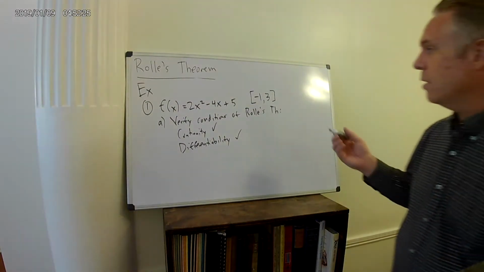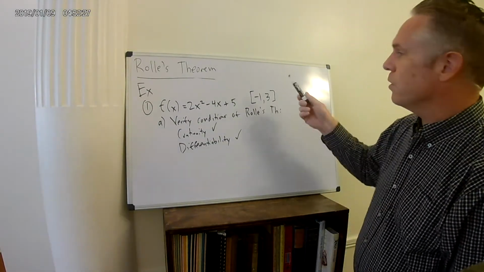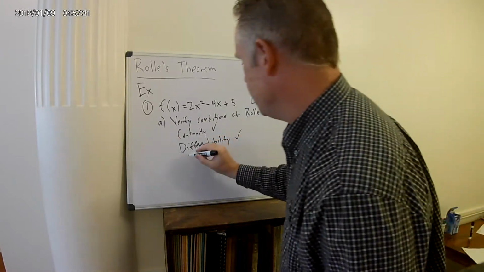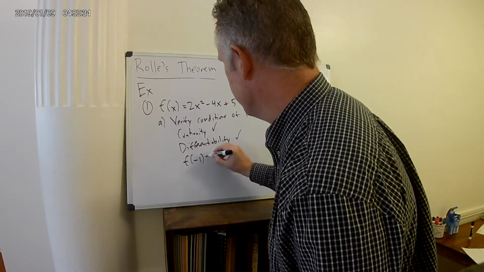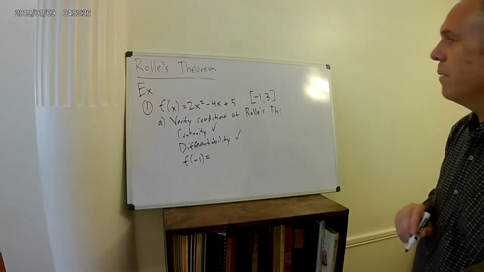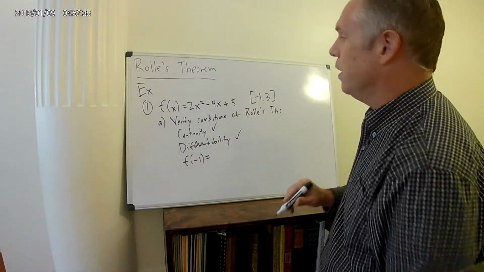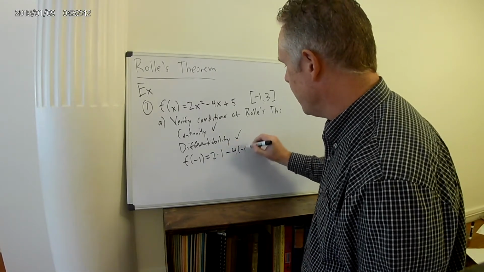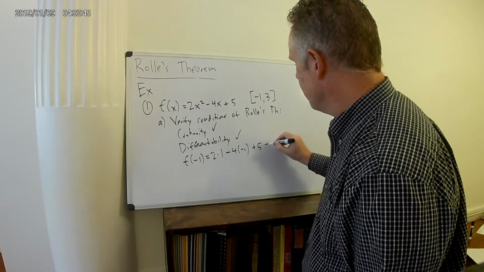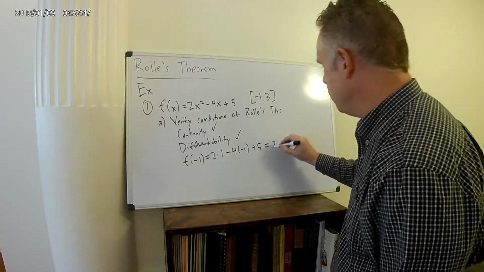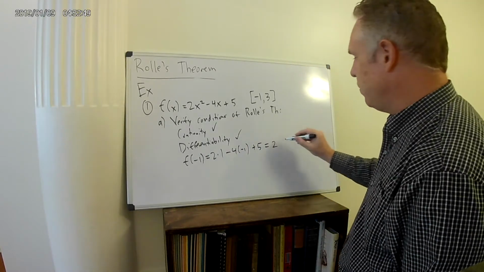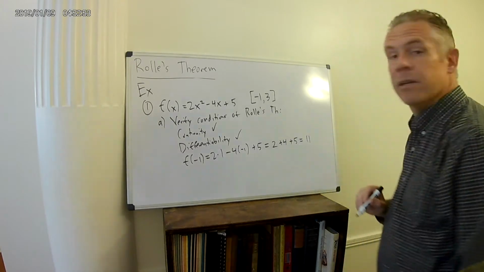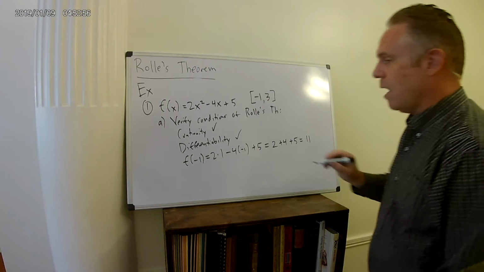The third condition is that the function have the same value at the endpoints of this interval. So the question is, well, let's calculate f of minus 1. If we plug in minus 1 here, we get 2 times 1 minus 4 times minus 1 plus 5. Let's see what that comes out to. We get 2. This is 2 minuses make a plus, so we get plus 4 plus 5. This equals 11.